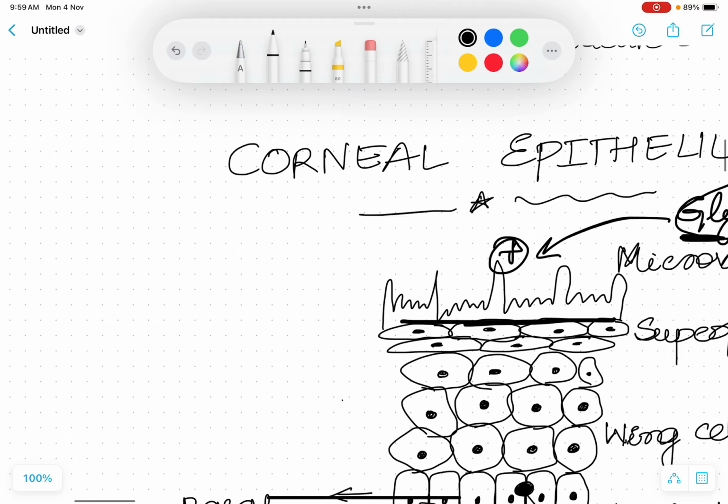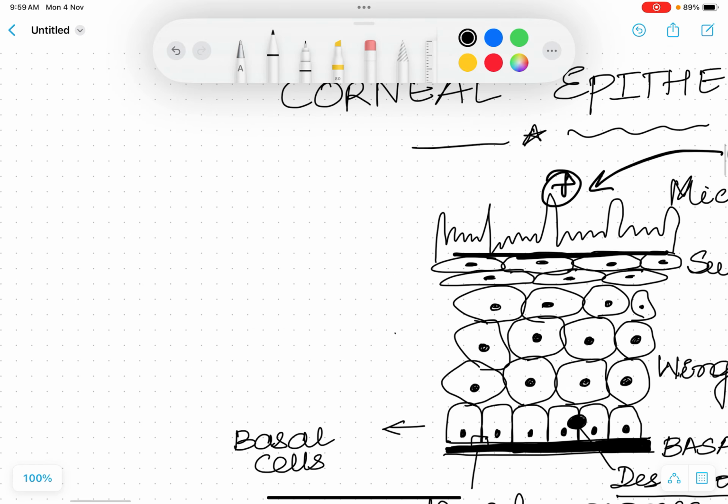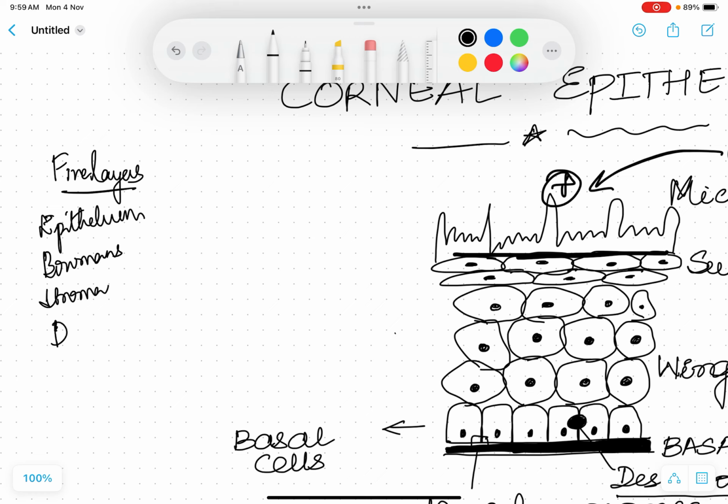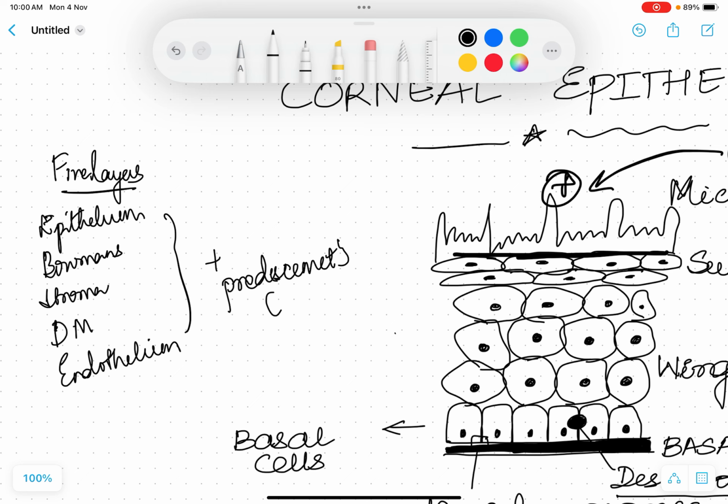So we'll be seeing the layers of the cornea. The cornea, as we know, has 5 layers conventionally: the epithelium, the Bowman's, the stroma, the Descemet's membrane, and the endothelium. In addition to this, we have one more layer, which is the pre-Descemet's layer. The pre-Descemet's layer is known as the Duas layer. I'll be talking about it later.